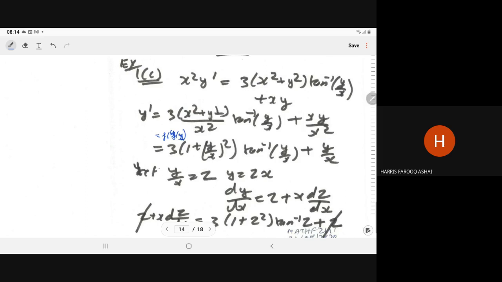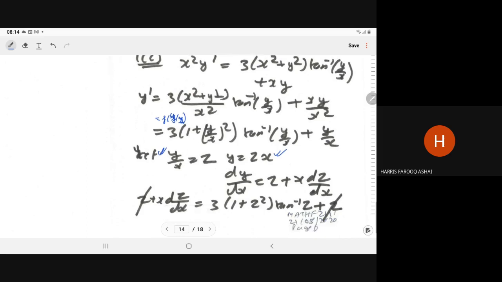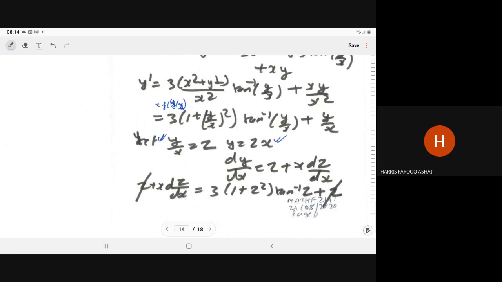So as practice we put y upon x as z. So this will give you y is equal to zx, or dy by dx is equal to z plus x dz by dx. So on the left side, this is also a first degree first order differential equation. So when we write y dash as z plus x dz by dx, on the right hand side it will become 3 into 1 plus z square tan inverse z plus z. So from both sides z and z cancel out.